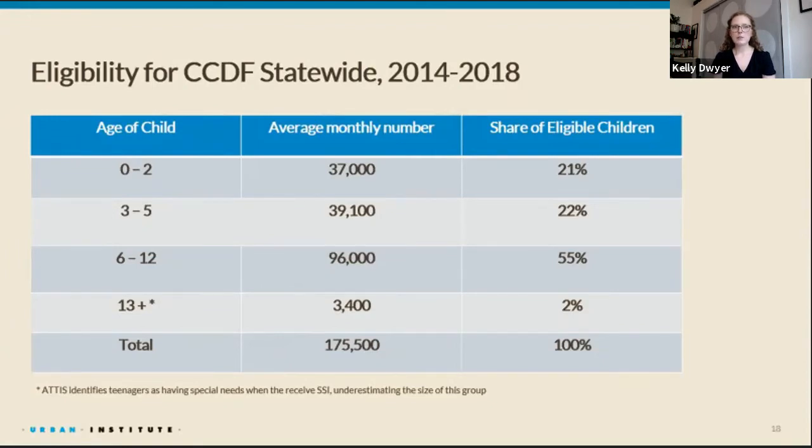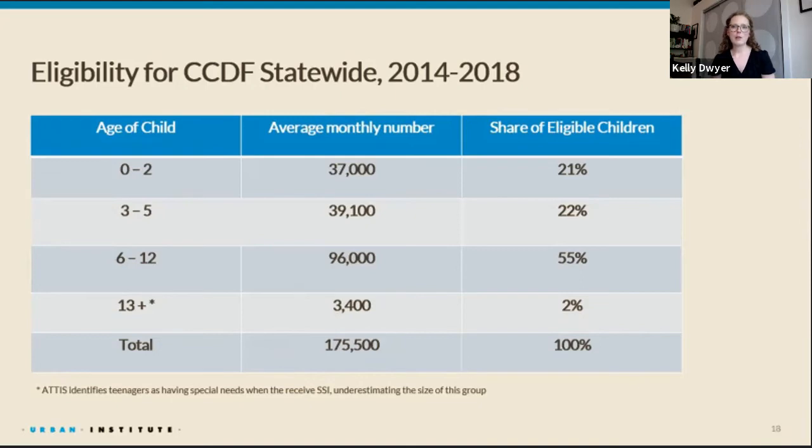We can see that the majority of these children, 55%, were school age. The second largest group of children were non-school age, followed by children ages 13 and over. And you'll notice that the share of children age 13 and over seems rather small in comparison to the other age groups. This is because ADIS normally underestimates the number of children who would fall into this age group because, as I mentioned earlier, we have to rely on the imputation of receipt of SSI.